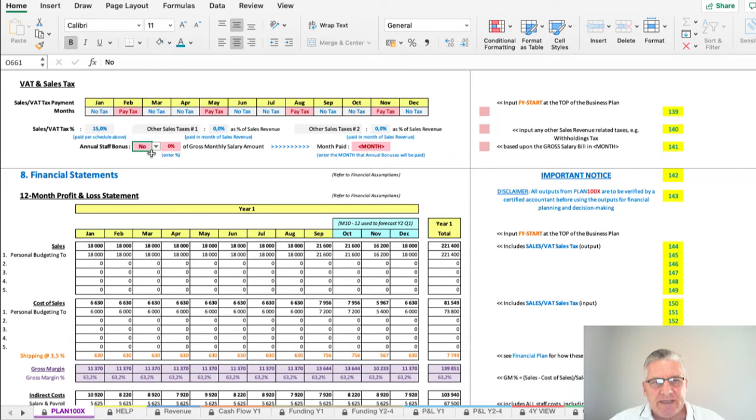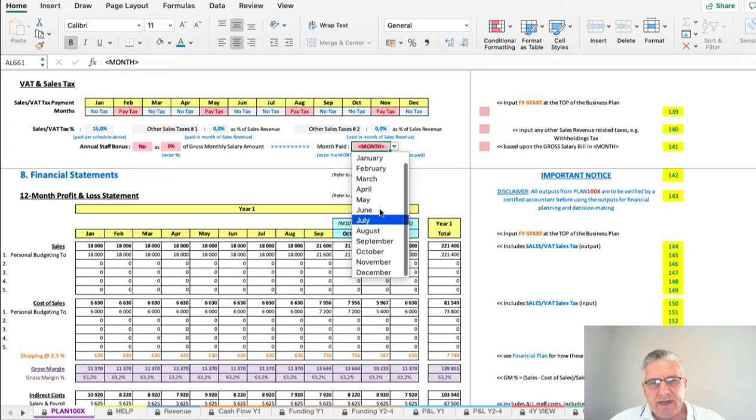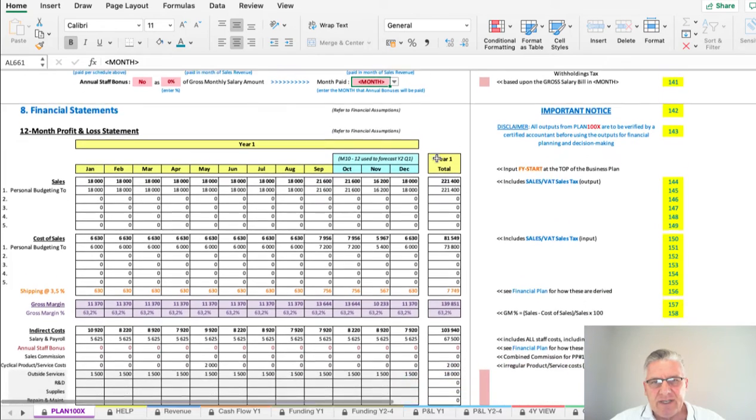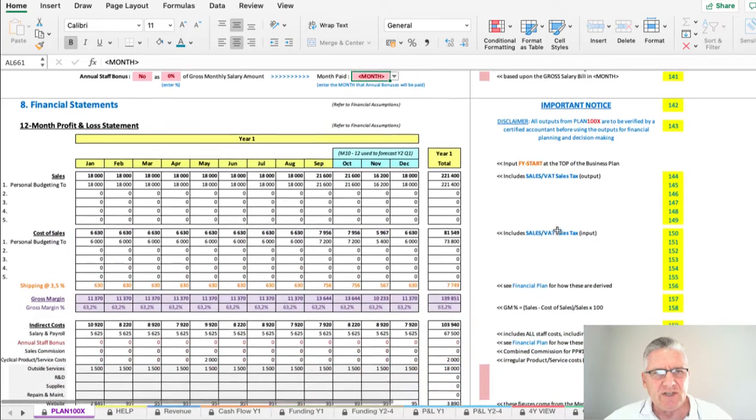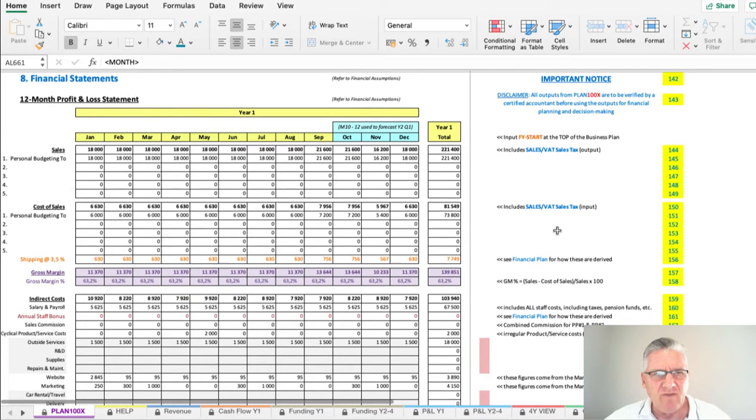Also, what we input here is staff bonuses. With a startup, you're probably not going to be paying staff bonuses out. If you're making a lot of profit, you might want to. So here we can indicate whether we are paying a staff bonus, what percentage of the gross monthly salary of your staff members, and what month you're going to be paying that bonus in. So you can select the month of the year. It might be December when that is paid. In this case, we're selecting no, 0, and no month because we are not going to be paying any staff bonuses.